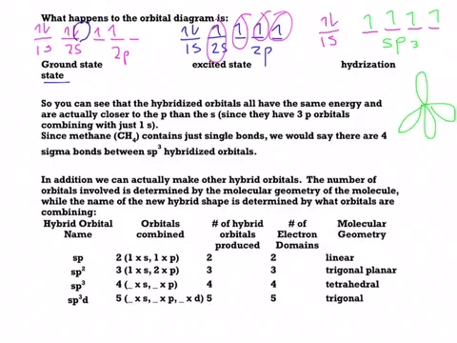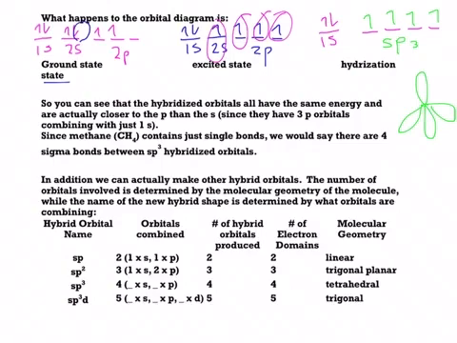So hang with me for a minute. I know that this is really difficult and kind of tough to figure out at first, but once you start going through practice problems, it's not too bad. Basically, we're going to look at the number of electron domains around the atom of interest, usually the central atom. The number of electron domains is going to tell us how many orbitals are combining, and based on that, we're going to be able to figure out what the hybrid orbital is going to be.